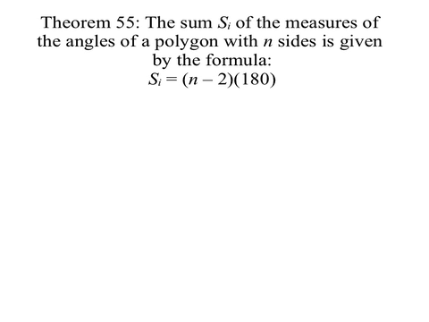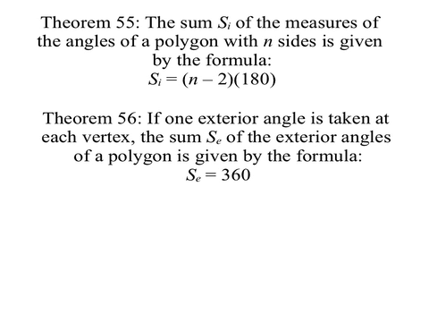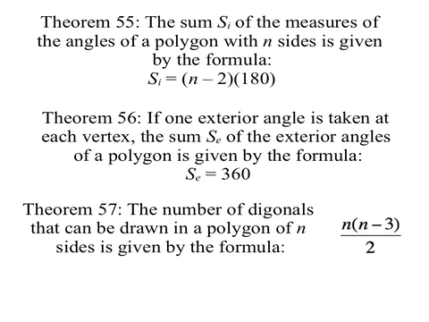In this lesson, we looked at Theorem 55. The sum of the measures of the angles of a polygon with n sides is given by the formula n take away 2, times 180. Theorem 56. If one exterior angle is taken at each vertex, the sum of the exterior angles of a polygon is given by the formula that the sum is equal to 360 degrees. And finally, Theorem 57. The number of diagonals that can be drawn in a polygon of n sides is given by the formula n times n take away 3, all of that divided by 2.